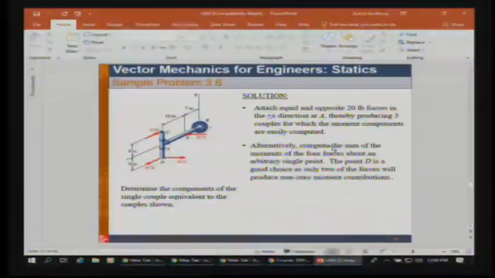Sample problem 3.6 says, determine the components of the single couple equivalent to the couples shown. In other words, if you look here, we have 2 forces that are 30 pounds in magnitude. They are equal in magnitude and opposite in direction. We also have another couple, which is 20 pounds, once again, equal in magnitude, opposite in direction. And instead of writing this as 2 couples, we want to write it as a single couple. So in other words, 1 force and its negative, equal and opposite in direction.